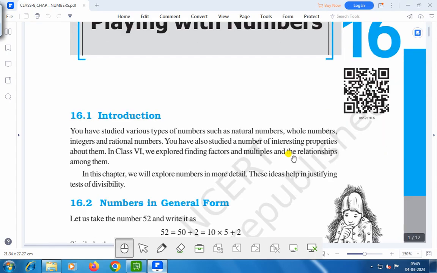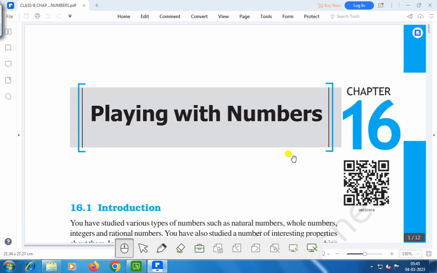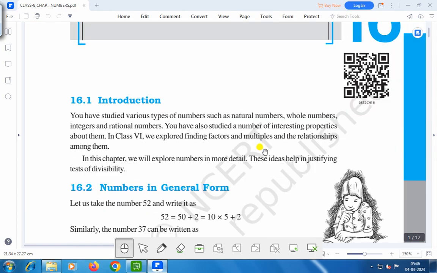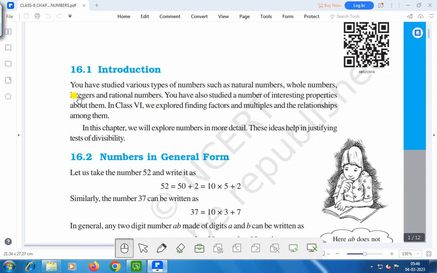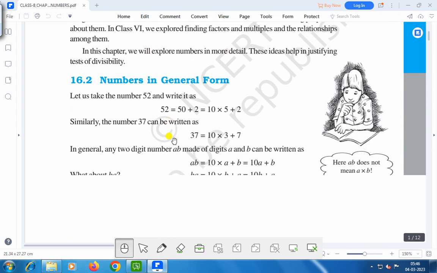Let us find what is given in playing with numbers. Here you see, there is an introduction. You have studied various types of numbers such as natural numbers, whole numbers, integers, and rational numbers. You have also studied a number of interesting properties about them. In class 6, we explored finding factors and multiples and the relationships among them. In this chapter, we will explore numbers in more detail. These ideas help in justifying tests of divisibility.